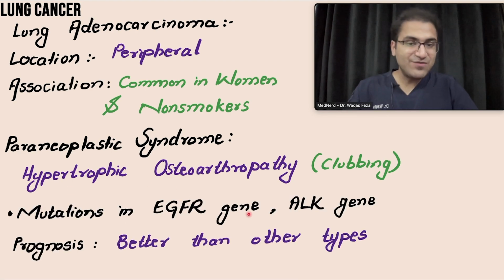Mutations of EGFR gene and ALK gene are associated with lung adenocarcinoma. Do you remember which mutation was associated with small cell lung cancer? It was the L-MYC gene mutation that was associated with small cell lung cancer, and adenocarcinoma is associated with EGFR and ALK gene. These are common questions on USMLE Step 1 exam. Prognosis is better than other types.